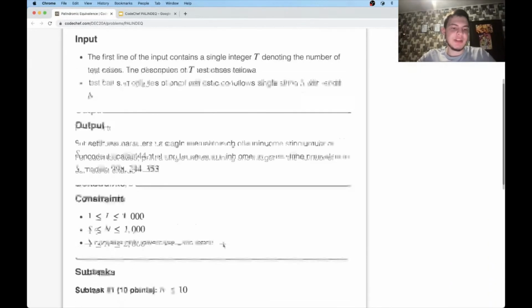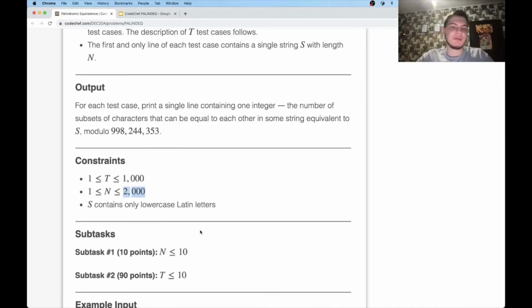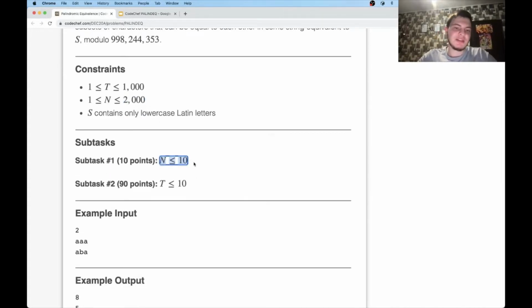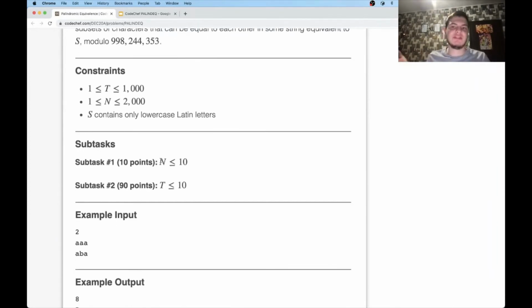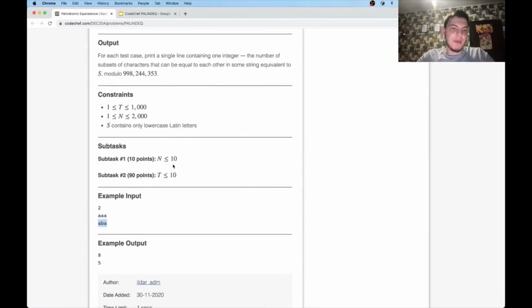The constraints are n up to 2000, so in a way you required a quadratic solution. There was a small subtask with n less than 10. Here you could basically do some brute force. You basically need to understand what the definition means. You just implement all possible subsets and brute force check the equivalence. But we are mostly going to focus on the large solution because that's the hardest problem, and the people who are watching it probably already know how to write the brute force.